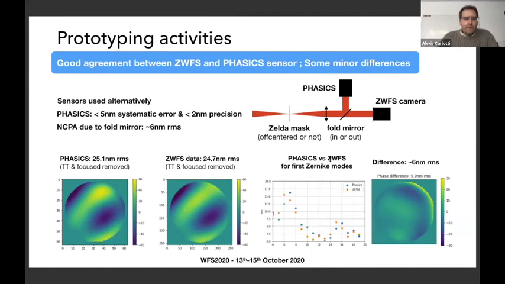The results that we have at the moment indicate a pretty good agreement between the two measures, down to the nanometer level. We have a few differences between the two, but we believe that it's consistent with the precision of the PHASICS sensor, and also consistent with the fact that we have a fold mirror that introduces a few nanometers between the two sensors. So anyway, it's quite encouraging. It was a first step that we wanted to complete. And by the way, that's the work of a PhD student who has just started, Adrien Ours, who is going to do his PhD around this topic.